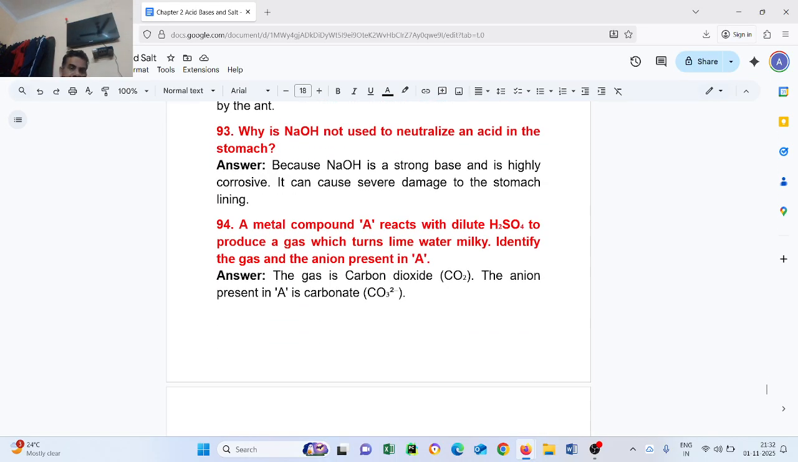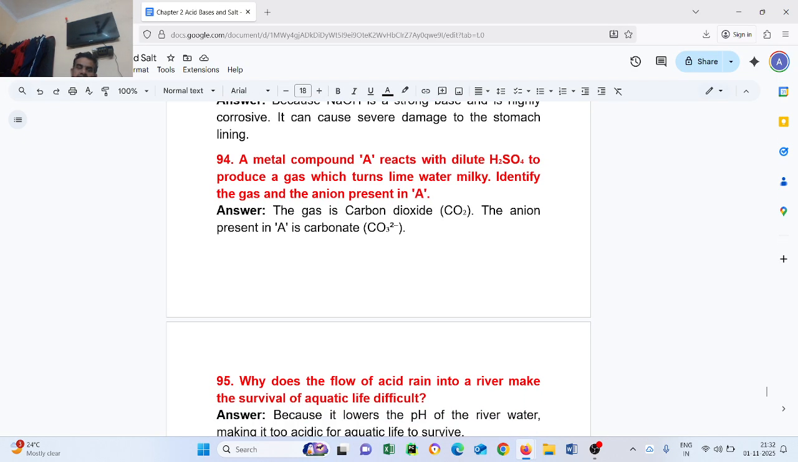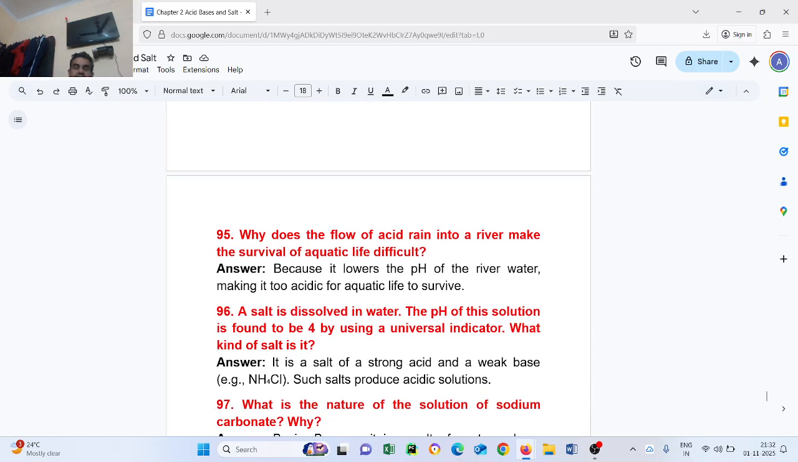Question number 94. A metal compound A reacts with dilute H2SO4 to produce a gas which turns lime water milky. Identify the gas and anion present in it. The gas is carbon dioxide. The anion present in A is carbonate, CO3 2 minus. Question number 95. Why does the flow of acid rain into a river make the survival of aquatic life difficult? Because it lowers the pH of the river water, making it too acidic for aquatic life to survive.